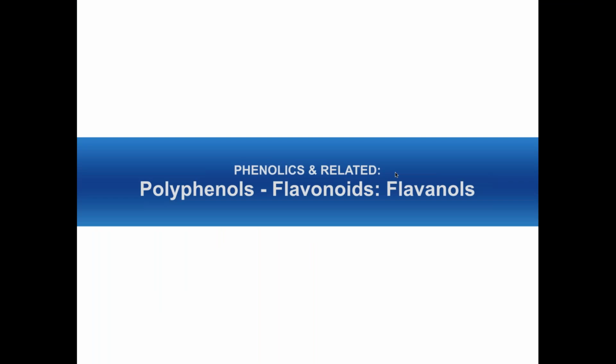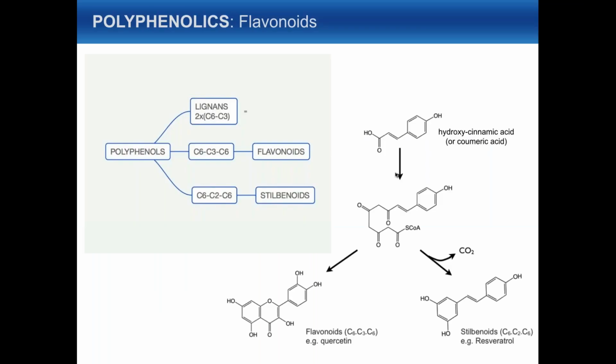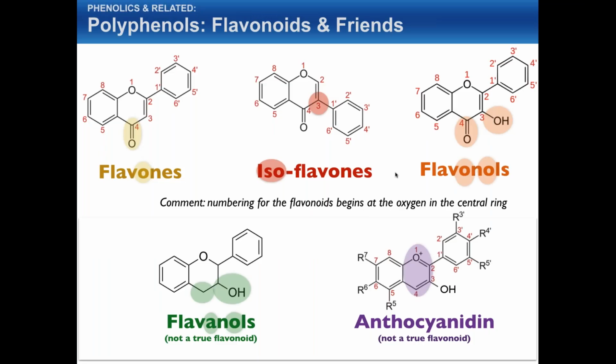Now that we've done the stilbenoids, now we want to talk about the flavonoids. There are several different classes of flavonoids that we're going to go into. And if you remember, the flavonoids are shown on the left. When it comes to flavonoids, there are several different classes of flavonoids.